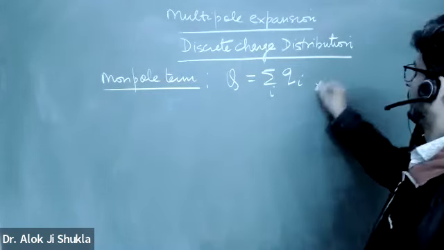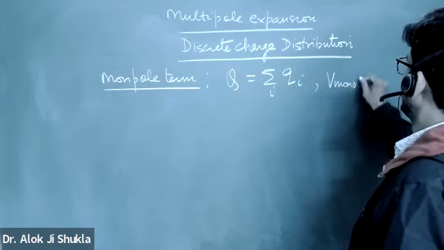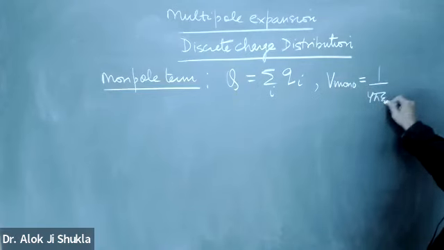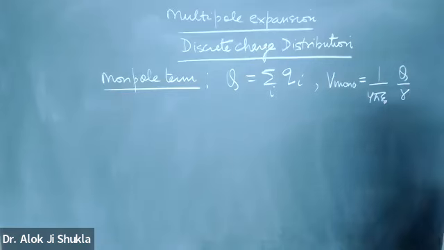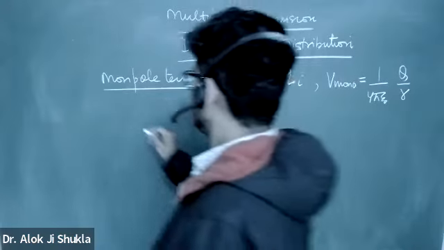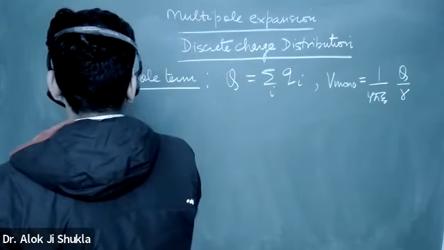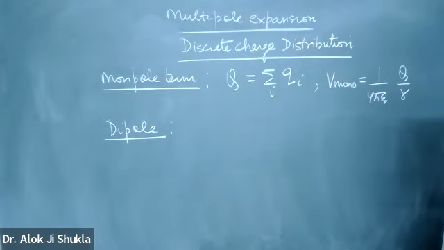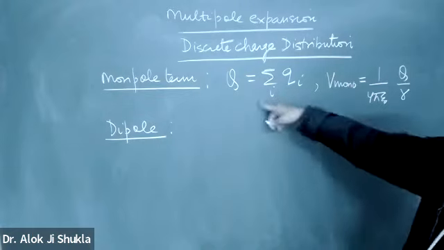And the V monopole is given by 1 upon 4 pi epsilon naught Q by R. This is V monopole. ठीक है? Dipole. Dipole moment. So dipole moment कैसे calculate करेंगे? This is like monopole moment. That is just total charge.